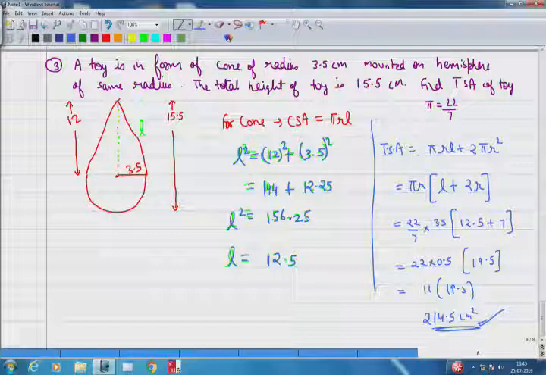Any doubt, Shillong? CC4, any other doubt in this one?